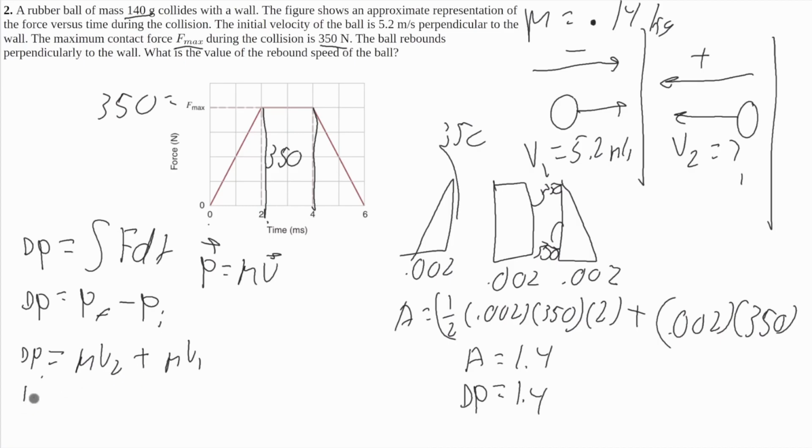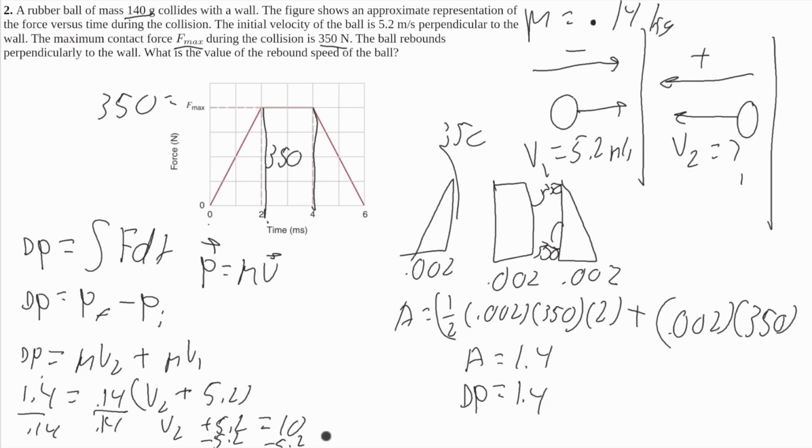So, as we said, delta P is 1.4. It's going to be equal to, the mass is 0.14 kilograms. I'll take that out, and I'll have v2 plus v1, which is 5.2. Divide out 0.14, and we'll get v2 plus 5.2 is equal to 10. If you subtract 5.2 from both sides, you'll get that v2 is equal to 4.8 meters per second. And that is your final answer.